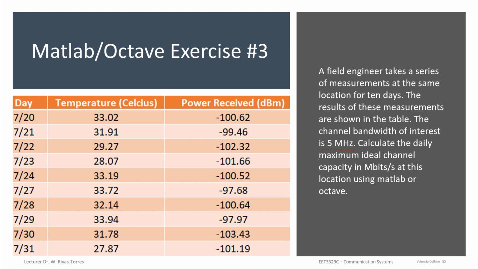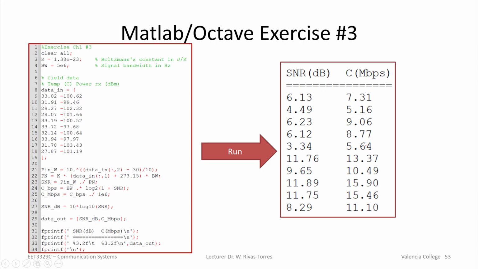So let's say that we want to calculate the maximum ideal channel capacity. Notice that I said maximum, and I want it in megabits per second. And let's do this using MATLAB or Octave, right? Let's do a little bit of coding so we practice. Okay, so here's our data, and here's the code.